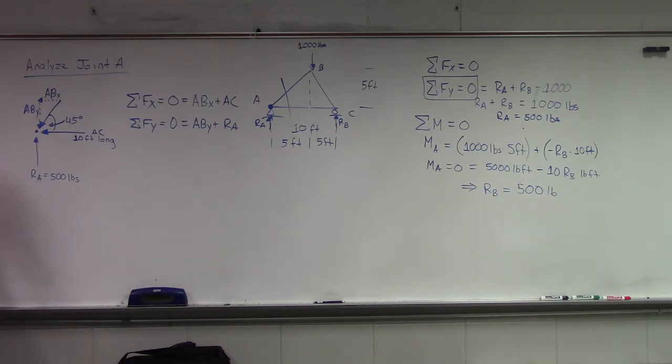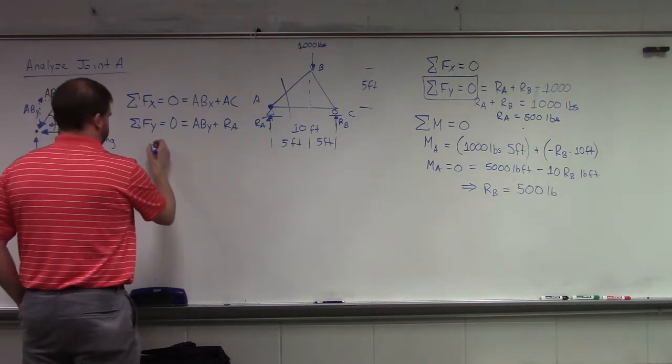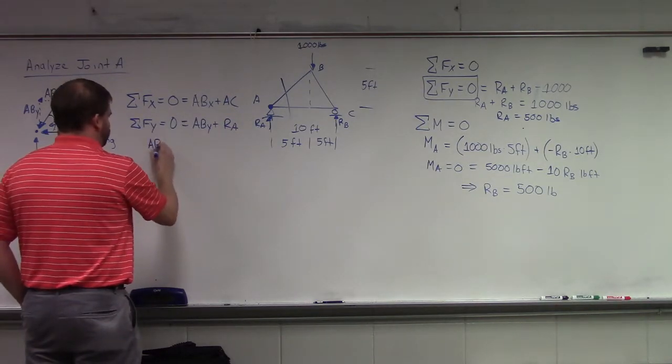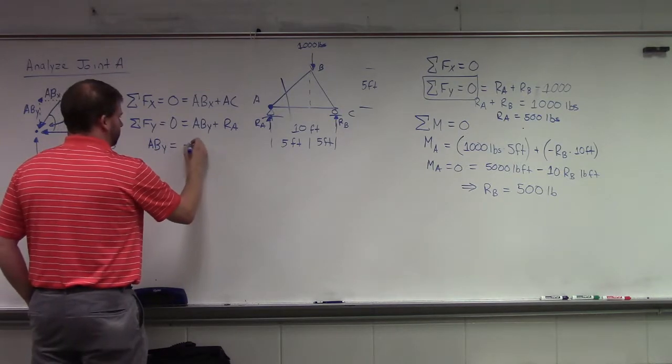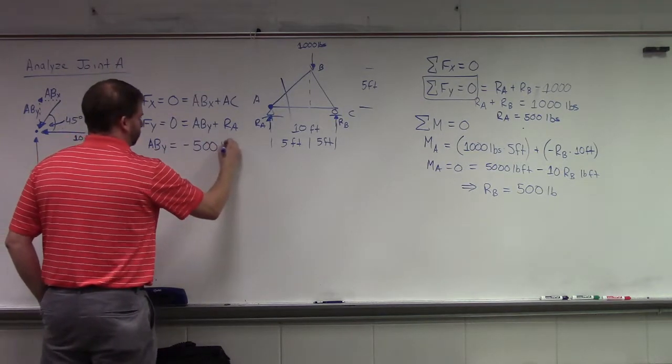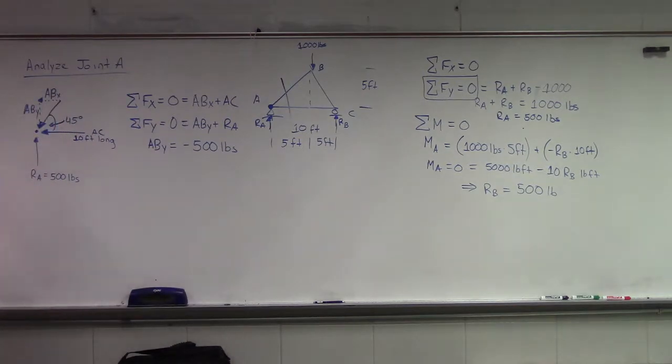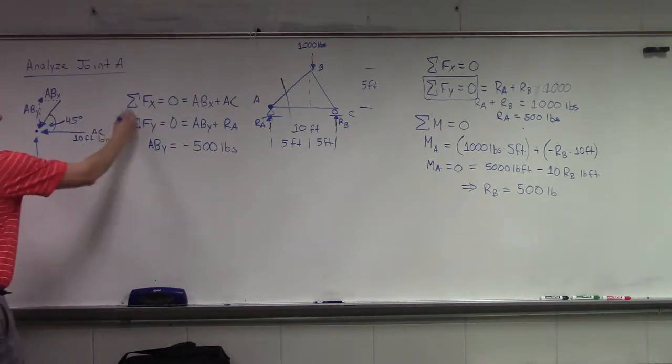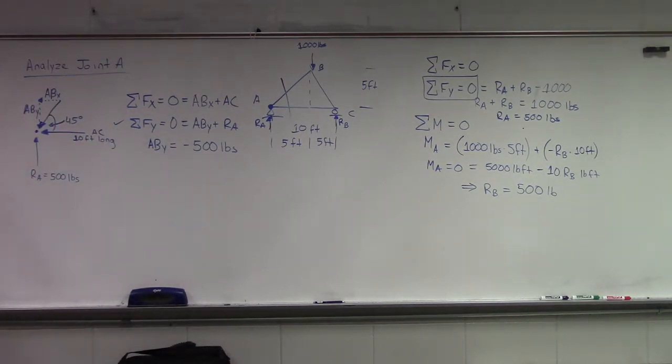ABY has to be negative 500 pounds. Why does ABY have to equal minus 500 pounds? Because RA equals 500 pounds. Good, yep. So we can check that off. What about ABX and AC?